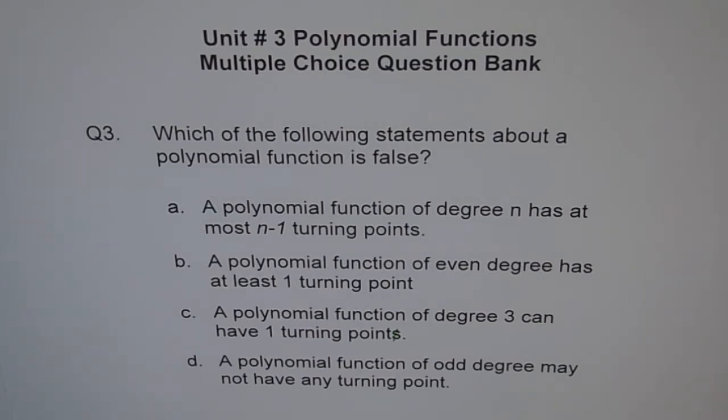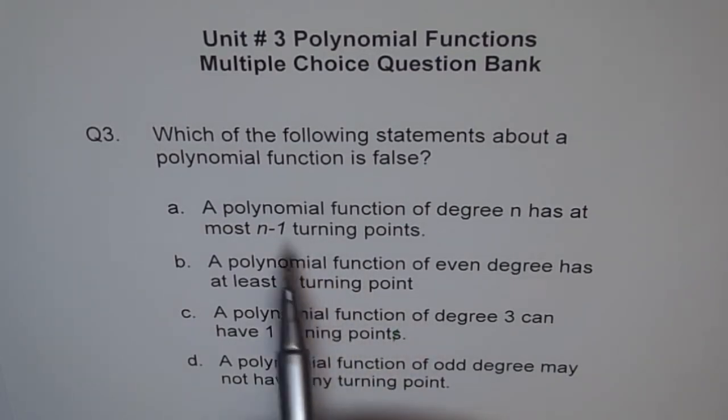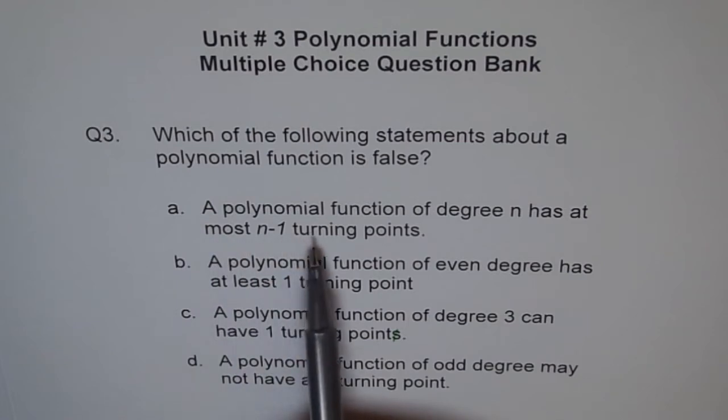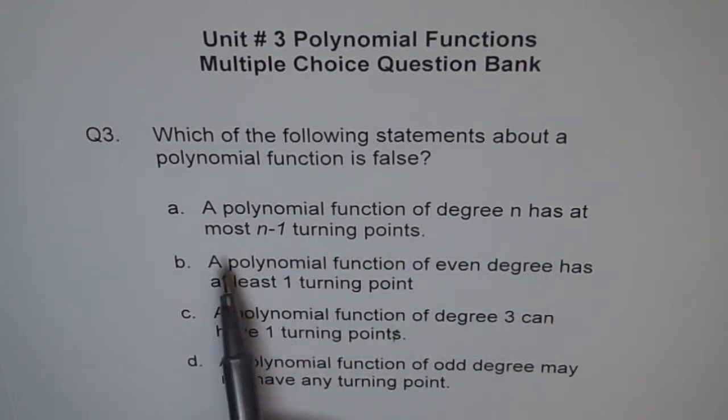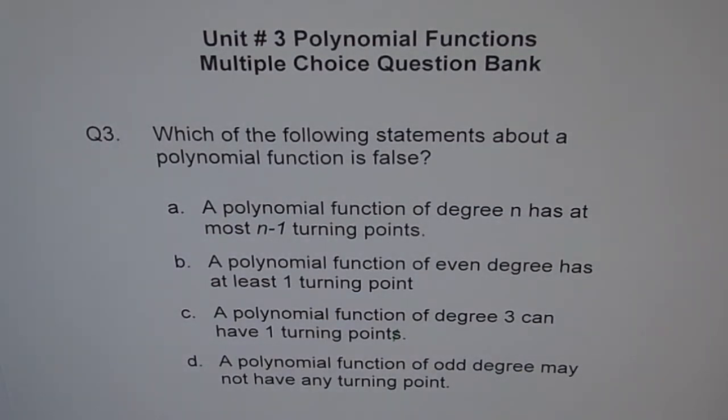The question here is, which of the following statements about a polynomial function is false? That means all are correct except for one, right? Now let's look into the statements. 1. A polynomial function of degree n has at most n minus 1 turning points. Well, this is a correct statement. We already explained this in question 2, right?